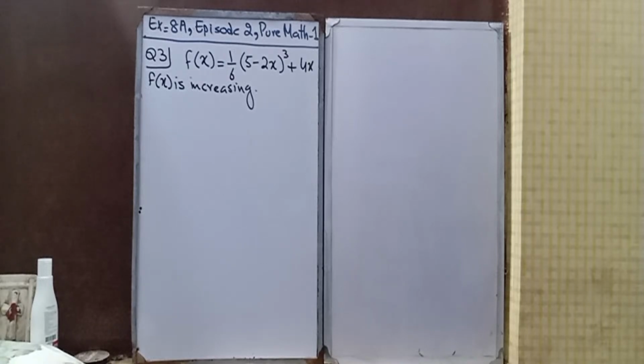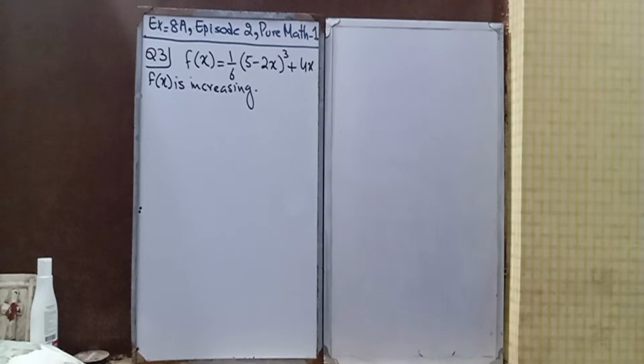Let me read the question so that we do not make any mistake in writing it. Find the set of values of x for which f of x, which is 1 by 6 bracket 5 minus 2x bracket close raised to power 3 plus 4x, is increasing. We have to find the values of x for which this is increasing.